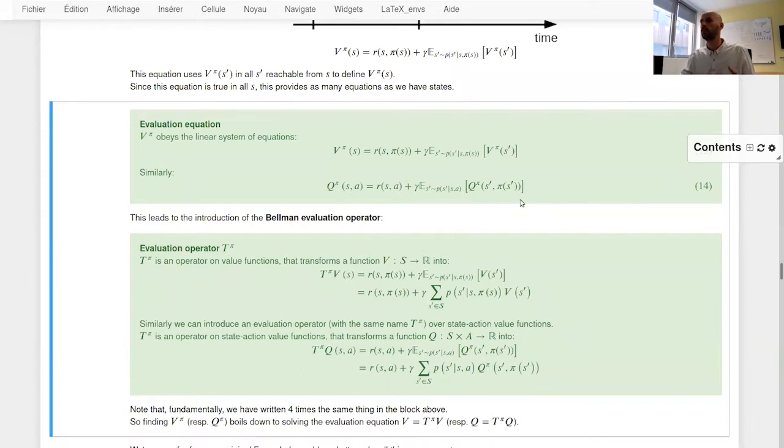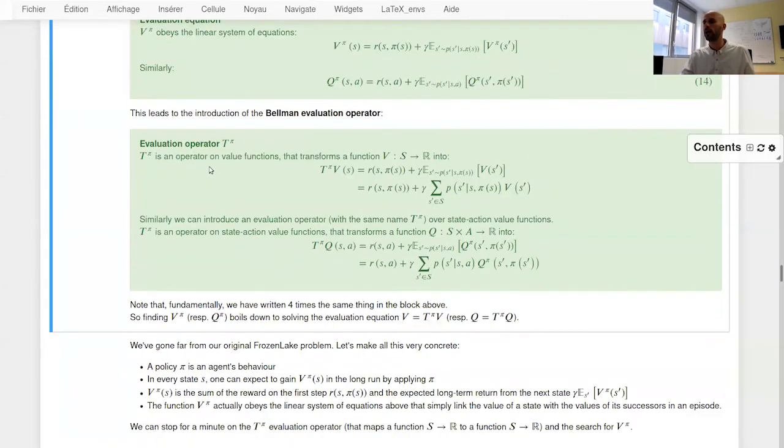This leads us to the introduction of what we call the Bellman evaluation operator. That operator, in simple words, is just the operator that transforms function Q pi into the function that is in the right-hand side of those equations. That works also for V pi. So T pi is an operator on value functions that transforms a function V of S in R into another function V defined over S and taking values in R. That new function is T pi of V of S.